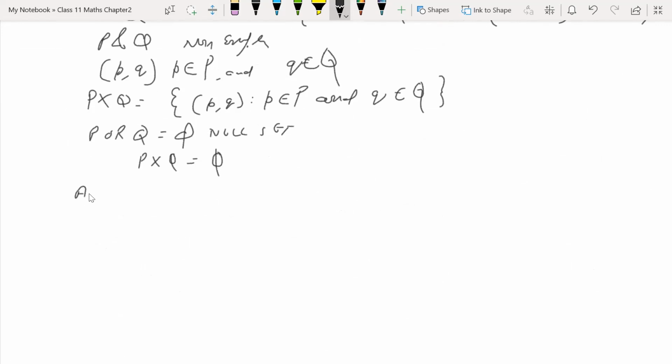Now, for more clarification, let's consider two sets again. Set A has shoot, pencil, pen. Set B is 1, 2, 3. What would be the Cartesian product for this?